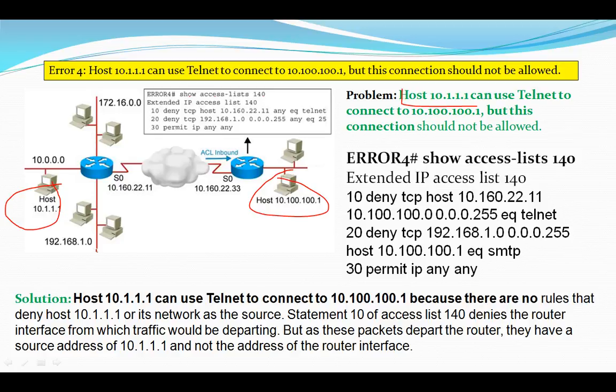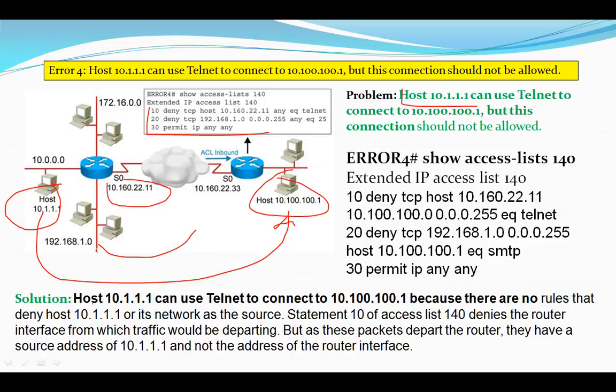If I put this command, show access list 140, which is my extended list, it provides this information again. Deny TCP host 10.160, this one, denying this one. But we have to find out the problem between these two. Denying any equivalent telnet, and again TCP 192.168 for the second statement. And 30 permit IP any. So how will we troubleshoot this? This is the scenario we have configured, either by mistake or something like that.